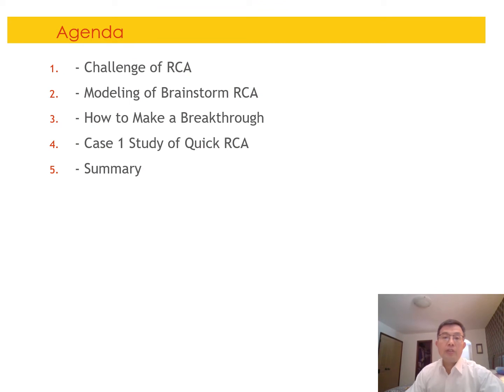So the agenda here is, first, the challenges for RCA, because in the past we spent a lot of time on RCA, but it didn't address the root cause and the failure came back again. Second is the modeling of why brainstorm RCA cannot work. Third, we talk about how to make a breakthrough. Then we have a case study to see how we do RCA quickly, and then a summary.